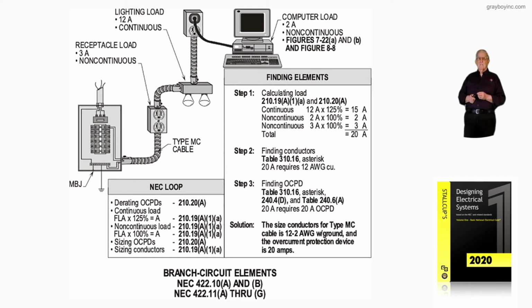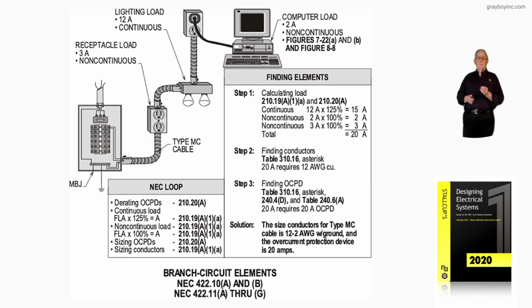Table 310.16 says yes, if we have no derating factors involved, a number 12 conductor at 20 amps would meet Table 310.16 with the asterisk there for conductors 14, 12, and 10. Now, applying the overcurrent device, our Table 310.16, again with the asterisk, 240.4(D) says that number 12 is a small conductor. Table 240.4(G) says yes, the 20 amp overcurrent device will protect the 20 amp calculated load plus the 20 amp number 12 conductor. So in the solution, we're using MC cable with 12-2 AWG with ground conductors with an overcurrent device rated at 20 amps.